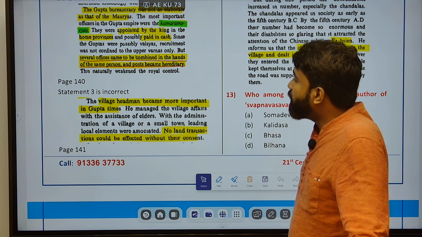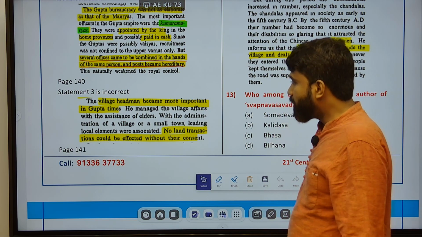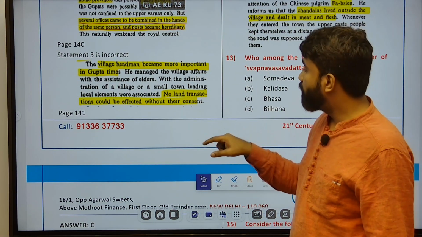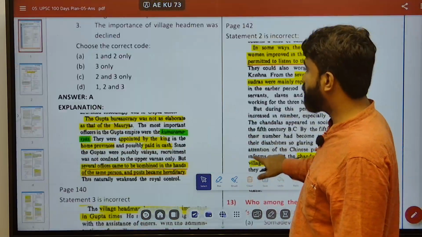Next, the village headman became more important in Gupta times. He managed village affairs and no land transaction could be effected without his consent. That is also important.